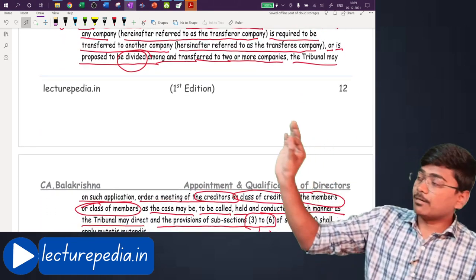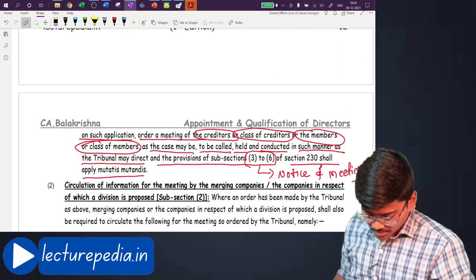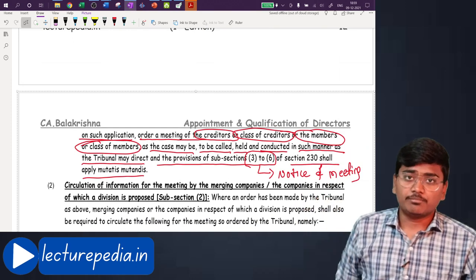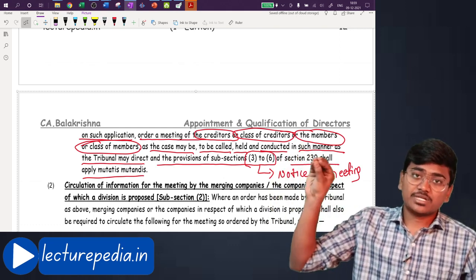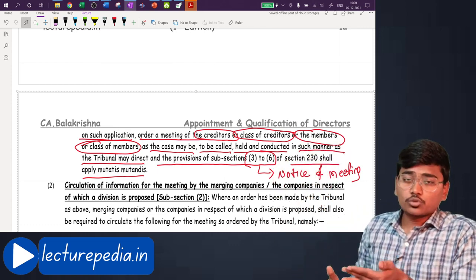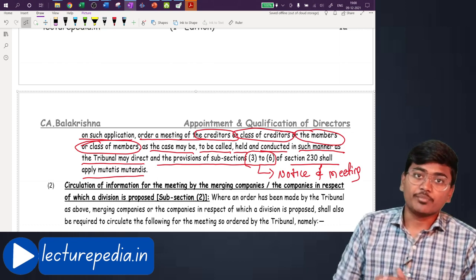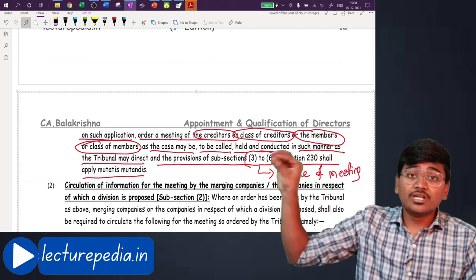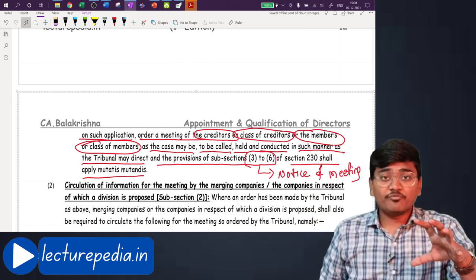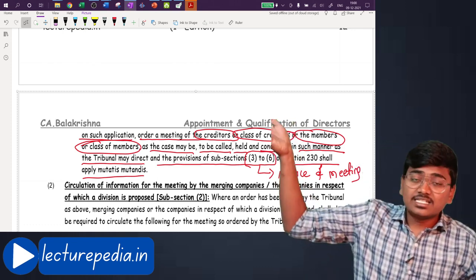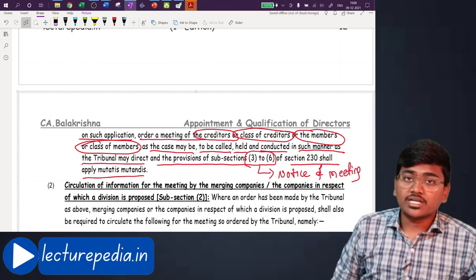In this way, you have to make an application to NCLT for the purpose of amalgamation or merger. And after you make the application, in the same way, NCLT will verify the application, and we will read what should be included in this application made for amalgamation with the NCLT. What are the contents to be included in this application? If all those contents are present, then NCLT will order the applicant to conduct a meeting of shareholders or members, in the same way which we have discussed in section 230. Once NCLT is satisfied, it will order the applicant to conduct a meeting.